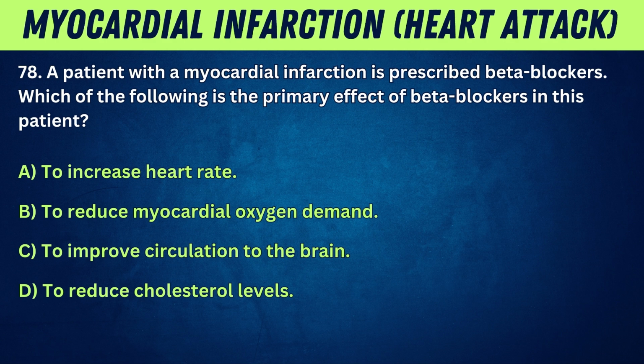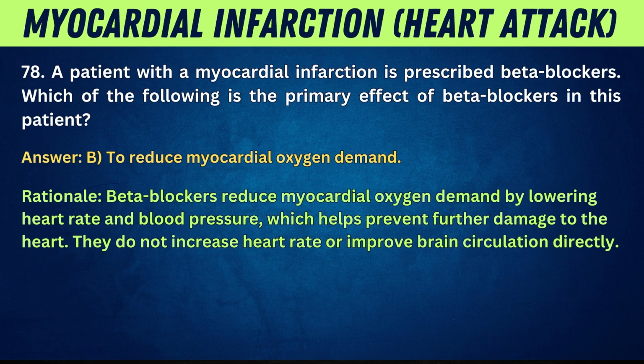78. A patient with a myocardial infarction is prescribed beta blockers. Which of the following is the primary effect of beta blockers in this patient? A. To increase heart rate. B. To reduce myocardial oxygen demand. C. To improve circulation to the brain. D. To reduce cholesterol levels. Answer: B. To reduce myocardial oxygen demand. Rationale: Beta blockers reduce myocardial oxygen demand by lowering heart rate and blood pressure, which helps prevent further damage to the heart. They do not increase heart rate or improve brain circulation directly.